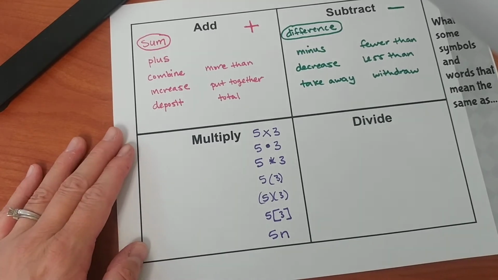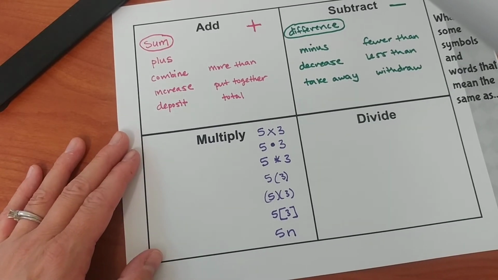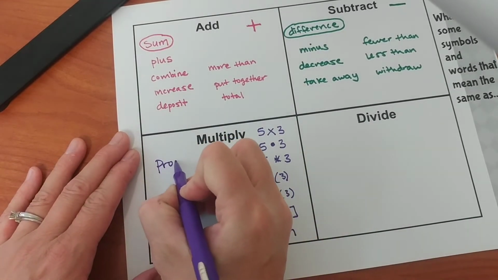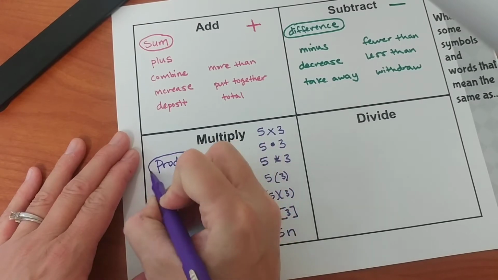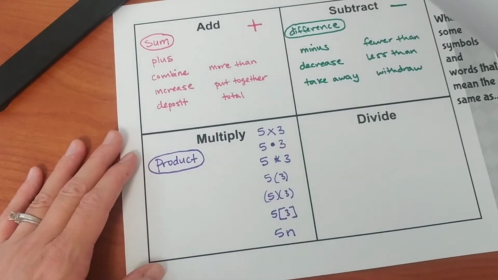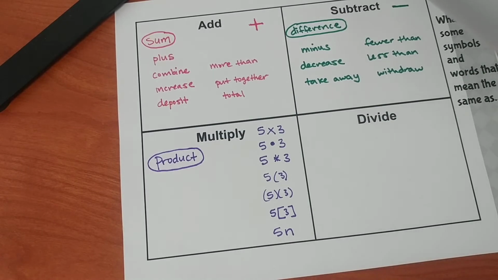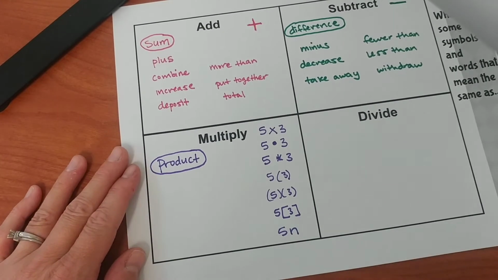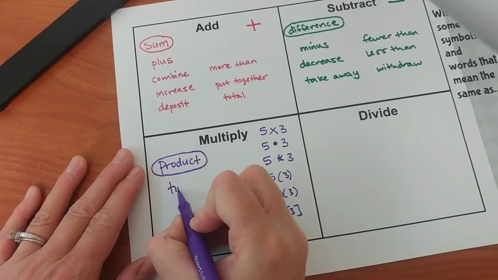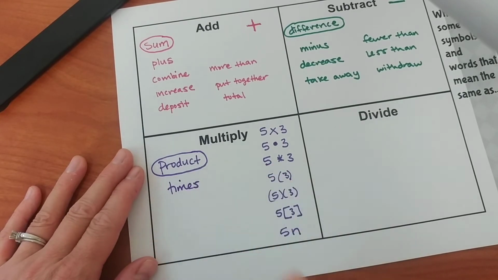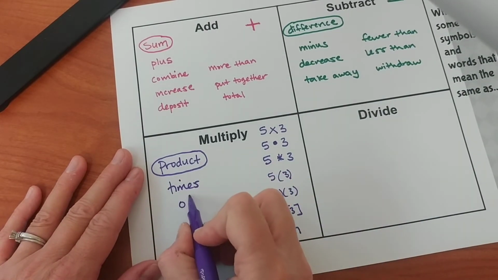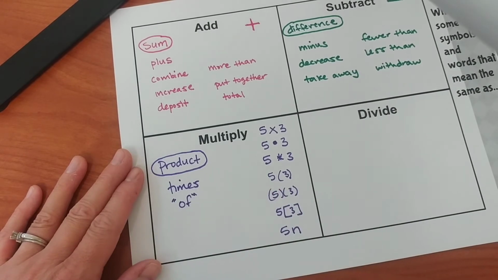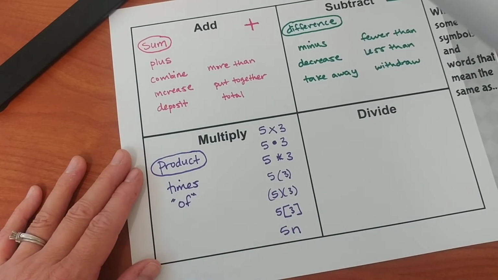All right, so let's think about words. What other words mean to multiply? The very mathematical word that you're going to see is product. Product. The product of 2 numbers tells us to multiply. Find the product of 5 and 3. Well, that would be 15. Times. Hopefully you remember the word of. Of means to multiply. Half of 10. That means half times 10, which is 5.